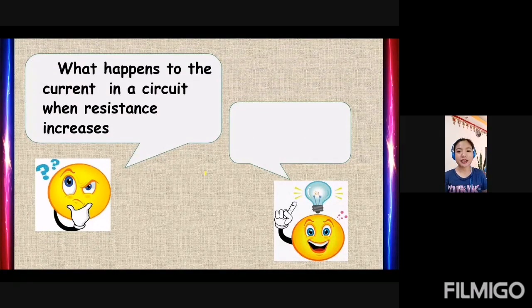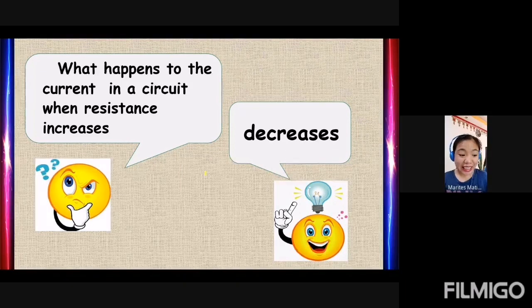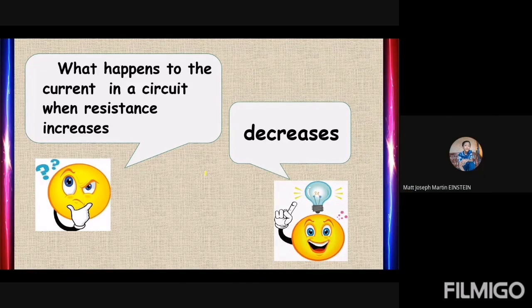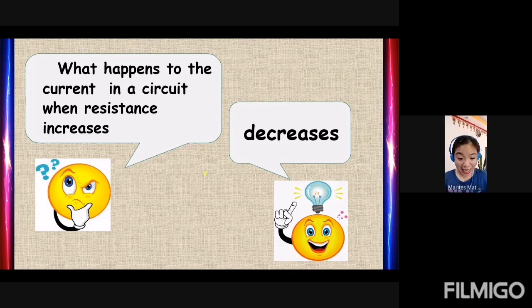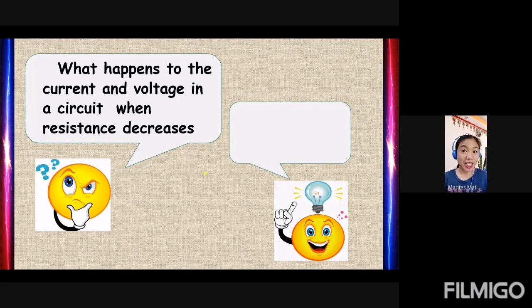Increase. Okay. Yes, Ira. Ma'am, increase po. It must be decreased. Di ba, ma'am, inversely proportional? Inversely po sila. Ayun, correct. Inversely proportional sila. Okay, take note of that. So, it must be decreased.